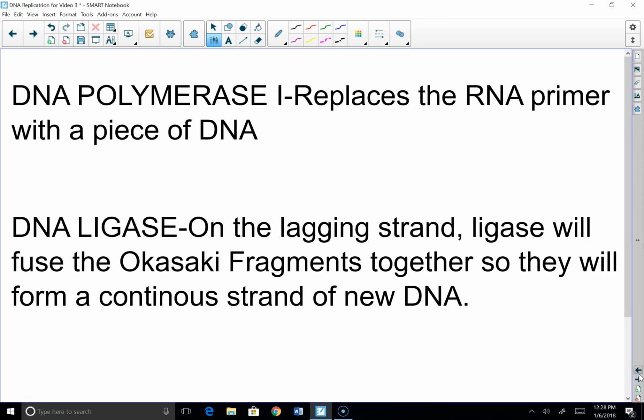Next, DNA polymerase 1 is going to come in and replace the RNA primer with a piece of DNA. Because once again, you can't have DNA if there's a piece of RNA in there. On the lagging strand, because once again, we did have these things called Okazaki fragments, we're going to have spaces or pieces. And the DNA ligase is going to be the last step that will take those pieces and bind them together, making the lagging strand now complementary and continuous, just like the leading strand.